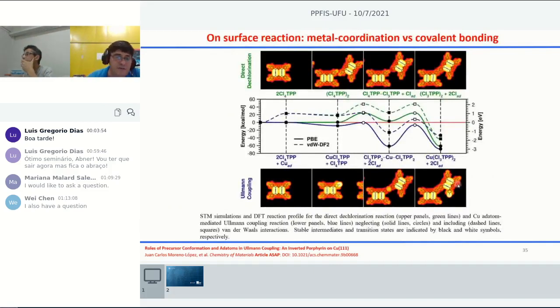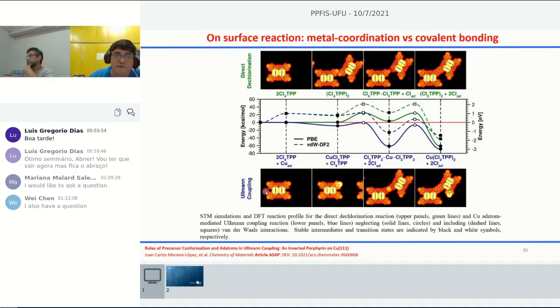So we also asked the theoreticians to try to simulate the chemical path, and they did very successfully. They could, for example, calculate one situation that would be direct dechlorination. That means we start with the molecule with the chlorine, then you lose the chlorine, and then you connect the molecules through a carbon-carbon bond. This is performed by this kind of green path. Yeah, you have some barriers here.